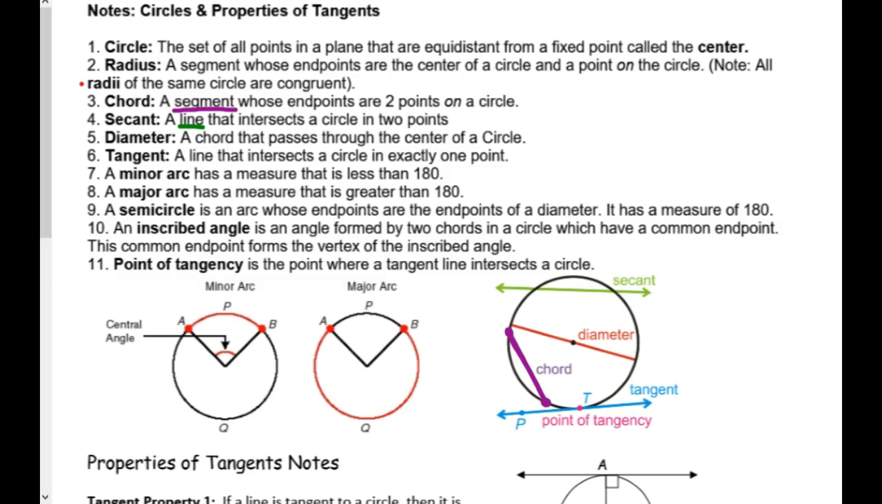So, a secant is a line. So check it out. You see these arrowheads right here? It goes through the circle somewhere, and it's got arrowheads on both sides. That's a secant. Does everyone see what a secant is? If you can't see the secant, then you got to open your eyes.